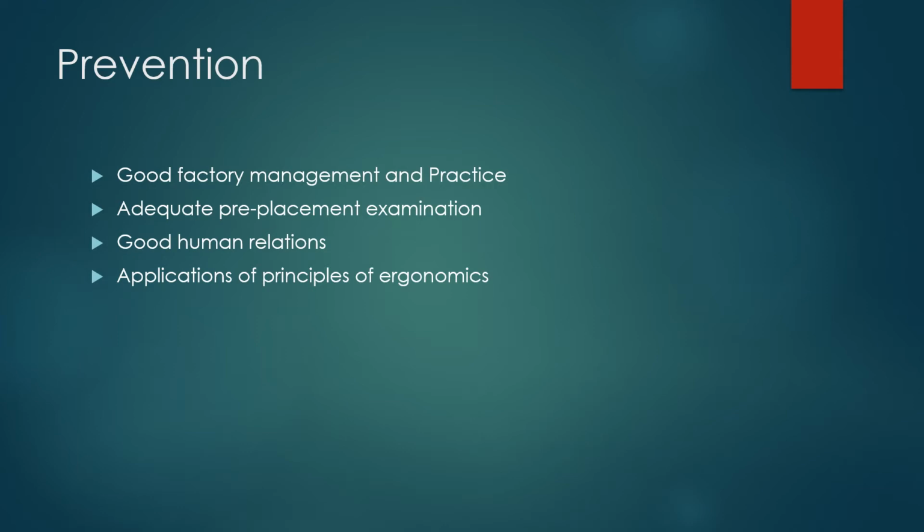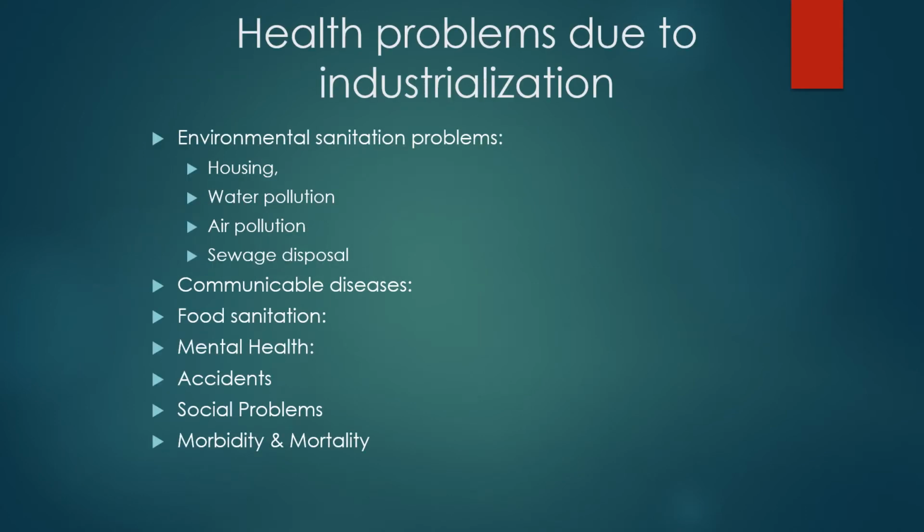Then adequate pre-placement examination of the worker before making them join a particular job, and good human relationships between the employees and the owner, which plays a very important role, so that people work for their owner if they have good relations. And application of the principles of ergonomics. You all know ergonomics means fitting the right job to the right person. Then comes health problems due to industrialization.